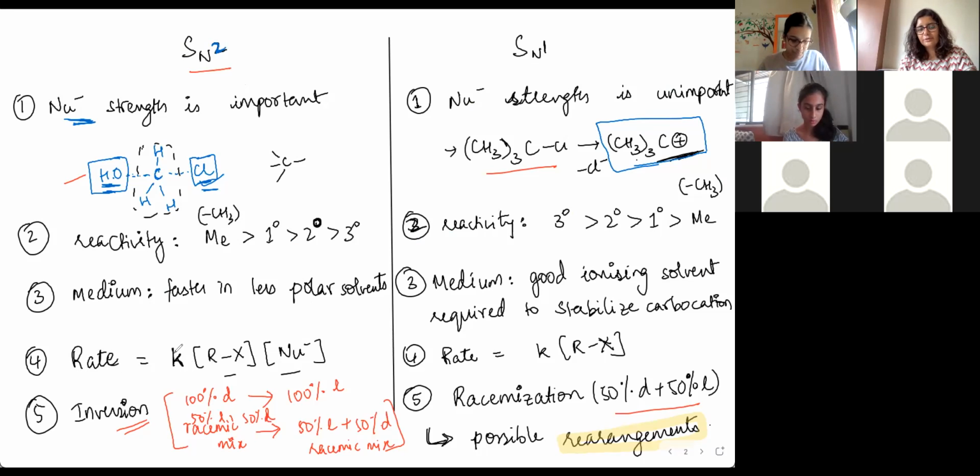So rate is equal to rate constant times the concentration of the substrate and also the concentration of the nucleophile. But in SN1 reactions, we say that it only depends on the substrate, like how fast it can form the carbocation. It only depends on this single step. So rate of this reaction is equal to rate constant times the concentration of the substrate, this molecule alone.